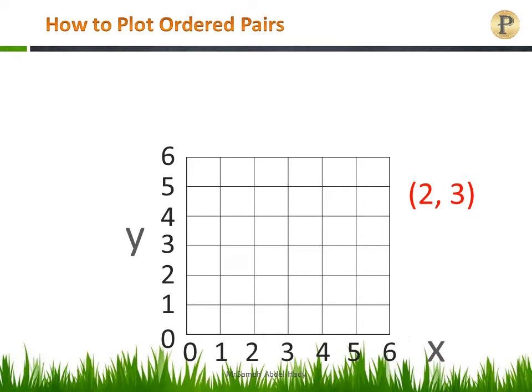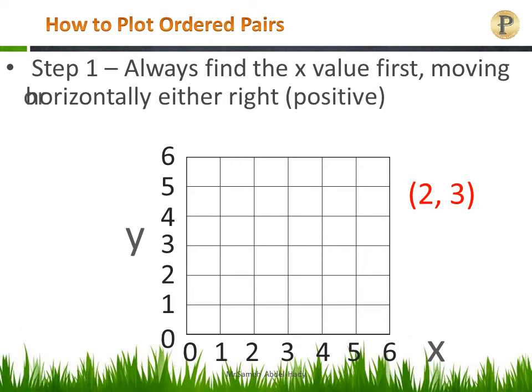Then, how to plot ordered pairs? If I have ordered pair like 2 and 3 in arc brackets. Step 1. Always find the x value first. Then, moving horizontally either right, positive, or left if it's negative. Alright, we moved 2 steps as we see in the red ordered pair. The first coordinate here is 2. So 2 is on x. I move 2 steps on x.